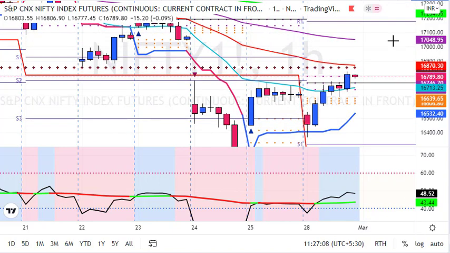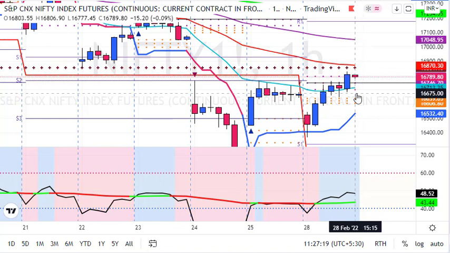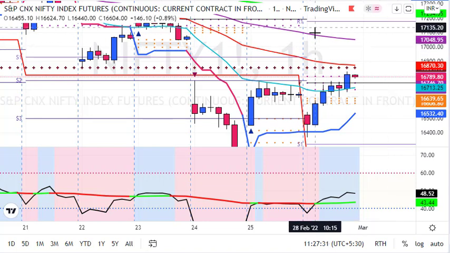On the downside, on the hourly chart, major support is around 16,700. So if you create a long position around 16,650-700, your stop loss will be below 16,600. That's the strict stop loss for you. On the upside, you can expect the first target around 17,100 and the next target around 17,300 for this week. It might take 1 to 2 trading sessions. Today's session is gone due to the market holiday, so we have only 4 days in this week, and of that we already traded Monday, so only 3 days are remaining.